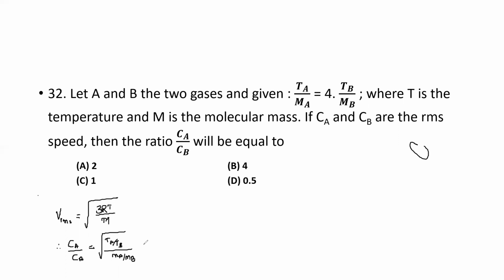So this is equal to root of 4. Why? Because in the question itself it is given. If you rearrange it, it becomes Ta by Tb divided by Ma by Mb, which is equal to 4. So here it is the square root of 4, which is nothing but 2. They have asked for the ratio of Ca by Cb, which is equal to 2 here. Therefore, option A is the right option.